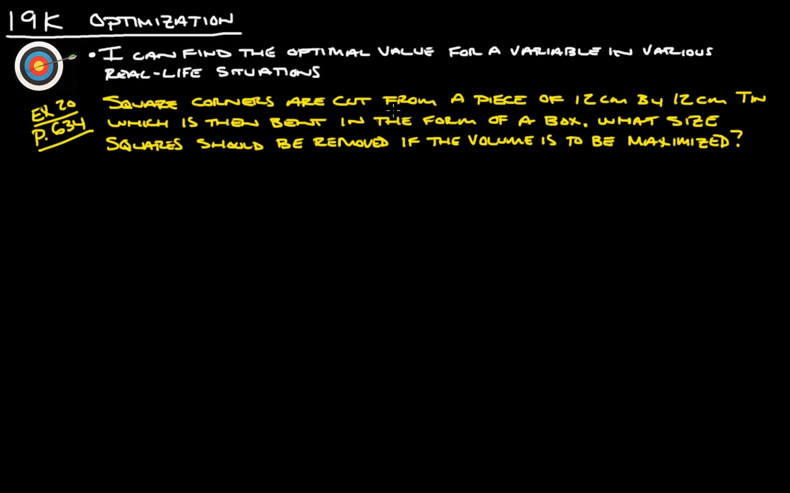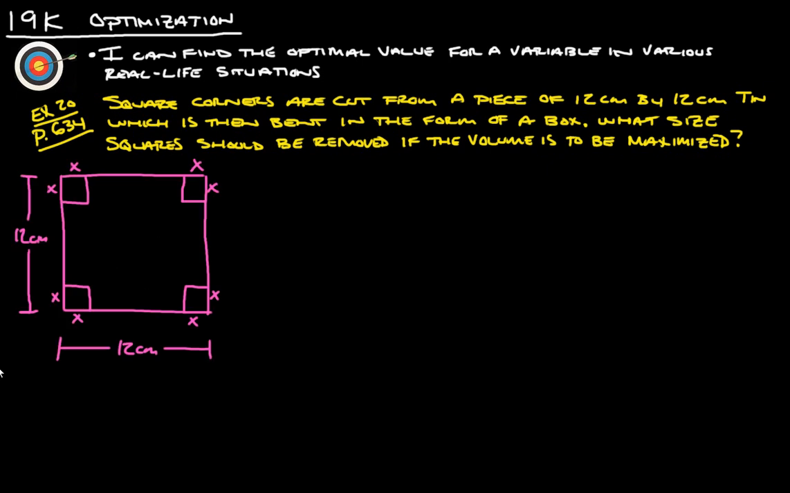Square corners are cut from a piece of 12 centimeter by 12 centimeter tin, which is then bent in the form of a box. What size squares should be removed if the volume is to be maximized? First off, let's draw ourselves a pretty picture here. So here is a square piece of tin, 12 centimeters by 12 centimeters. And what you're going to do is cut little square corners out of each one of those, because we're trying to maximize the volume.